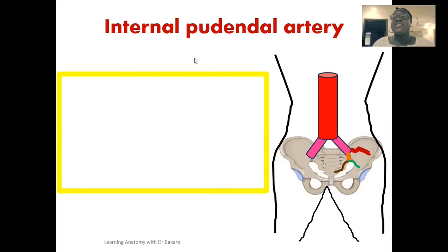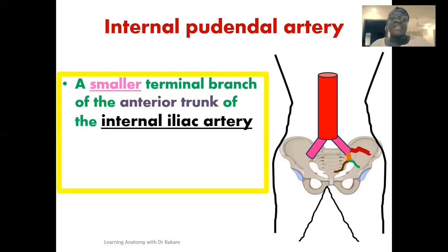Internal pudendal artery, we say that it is one of the terminal branches of the anterior trunk of the internal iliac artery. Let's try and use this image to explain this statement. The structure that is highlighted here in red is the abdominal aorta. The abdominal aorta is seen to terminate at its inferior end into the common iliac artery, and this is what is arrowed here in purple.